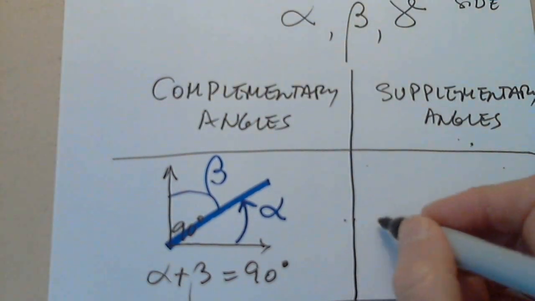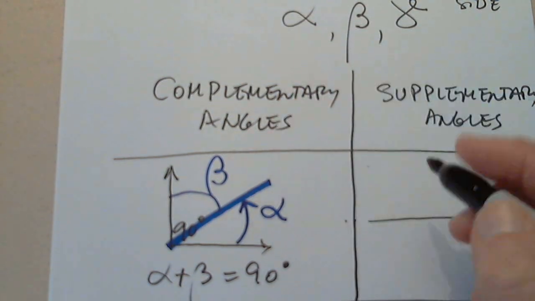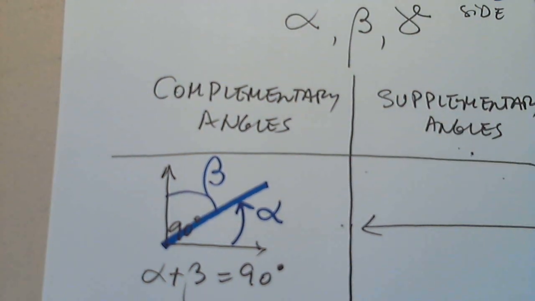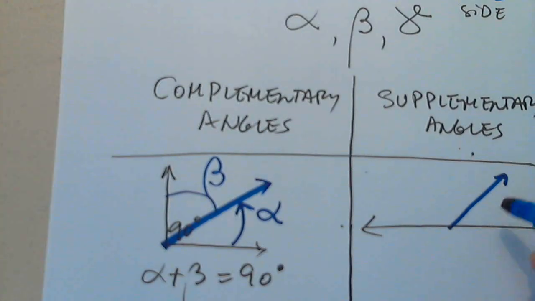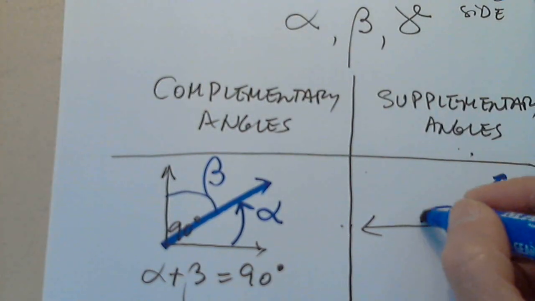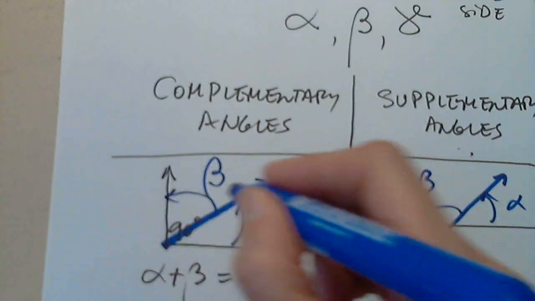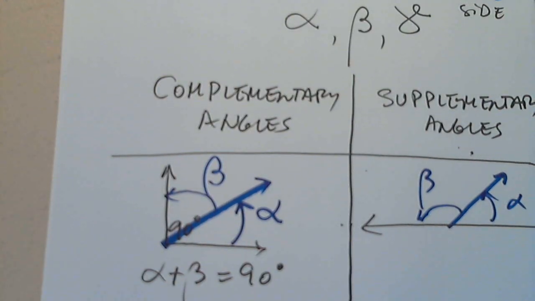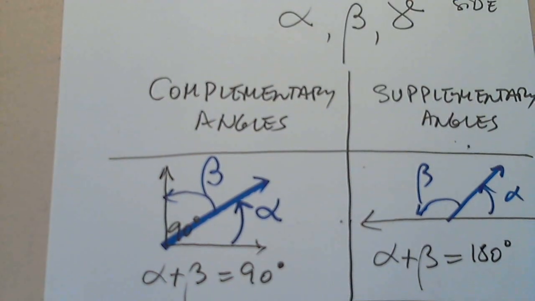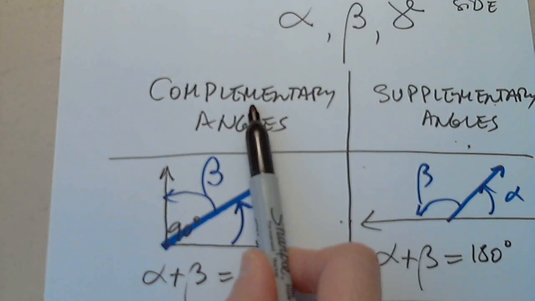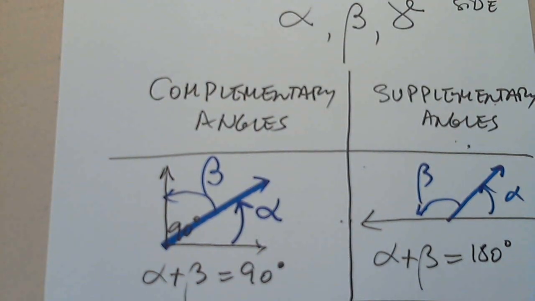Similarly, for supplementary angles, we have a sum. So this is our alpha, and this is our beta. The sum is 180. So alpha plus beta is 180. That's why they're called supplementary. If their sum is 90 degrees, they're called complementary. If their sum is 180 degrees, they're called supplementary.